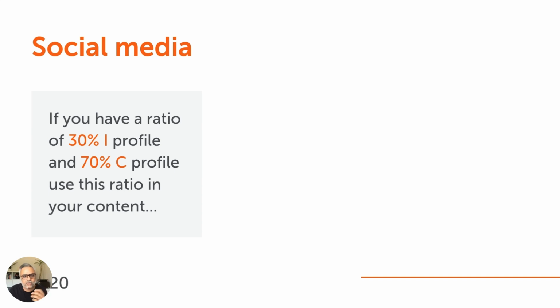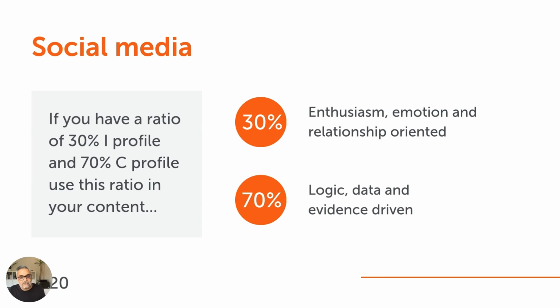So let's talk about social media. Let's say, for example, you have a ratio of 30% I profile and 70% C profile. Use this ratio in your content for social media. So for example, out of every 10 posts, you might have 30% that are focused on enthusiasm, emotion, and relationship orientation. And then the other 70% might be logic, data, and evidence driven.